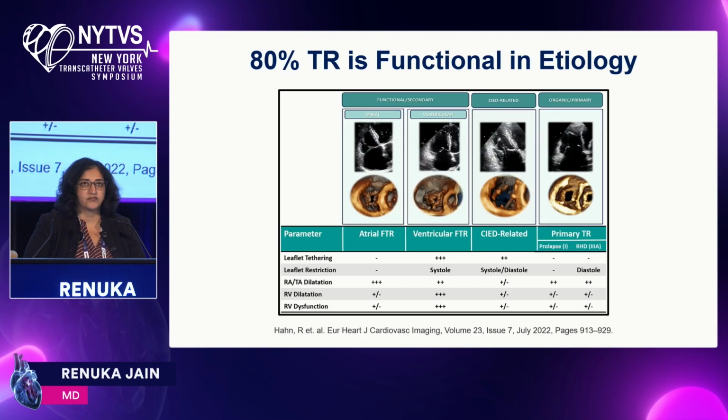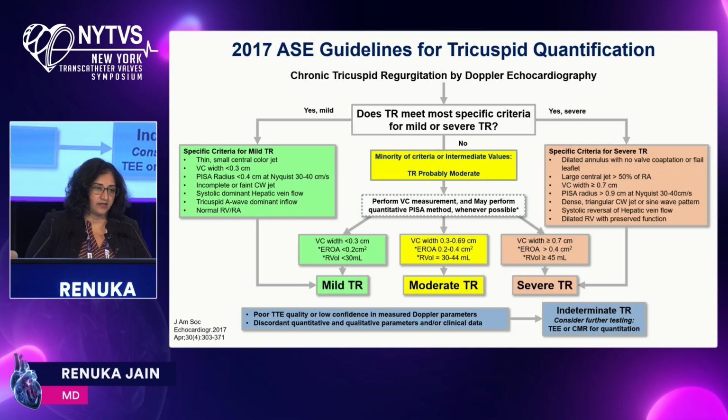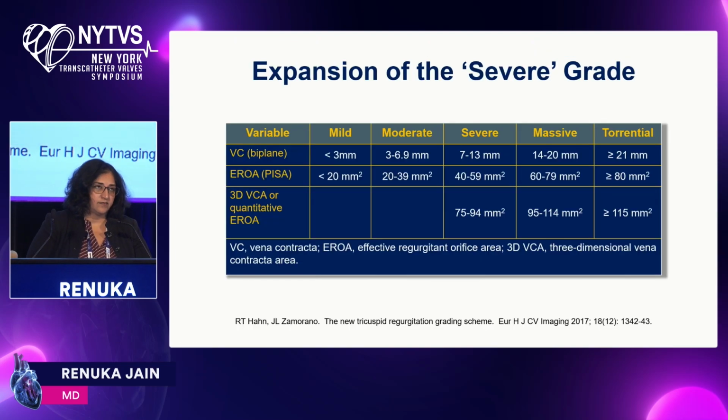As we know, 80% of TEER is functional in etiology, and it's important before they leave the echo lab that you have diagnosed the etiology of their TEER. The ASE guidelines were published in 2017 for native valvular regurgitation, and in my opinion, they're incomplete. They've given us quantitative criteria for severe TEER, but as we know from our American and European colleagues, the word severe TEER is probably too broad a definition.